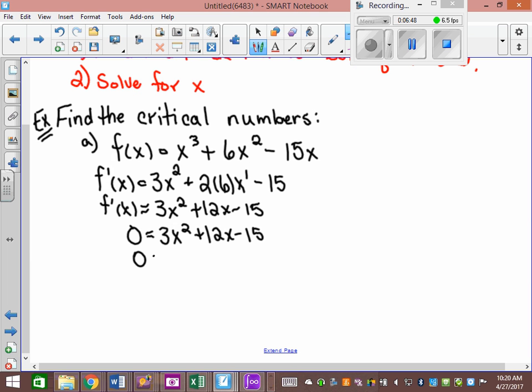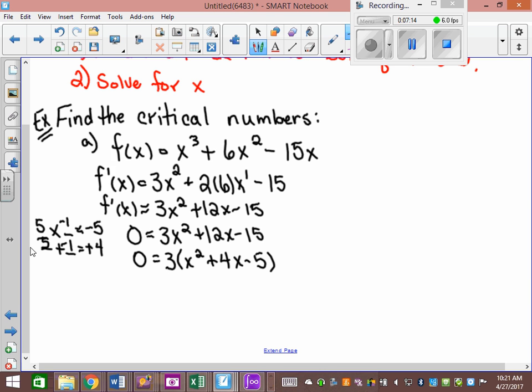So I get 0 equals 3 out here, and then x squared plus 4x minus 5. You could have left the 3 and done decomposition. You'd be just fine. You'd still end up pulling the 3 out at the end. So now I say, what times what equals negative 5, and what plus what equals positive 4? Positive 5, negative 1.